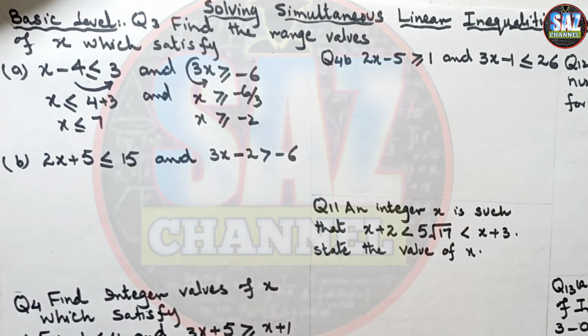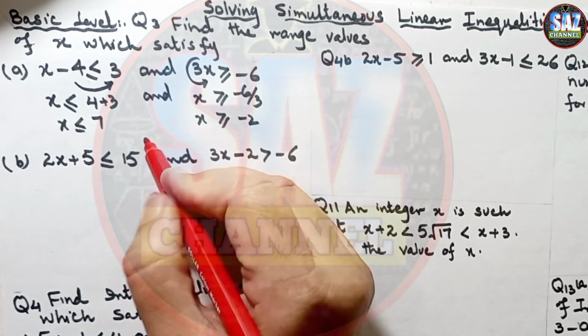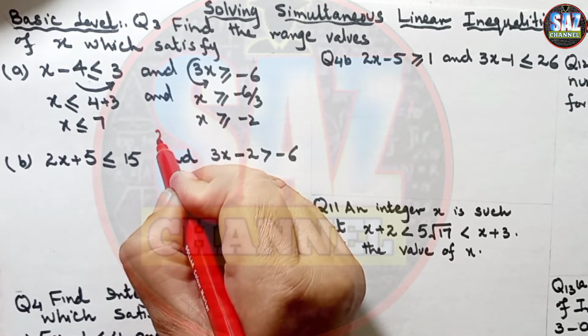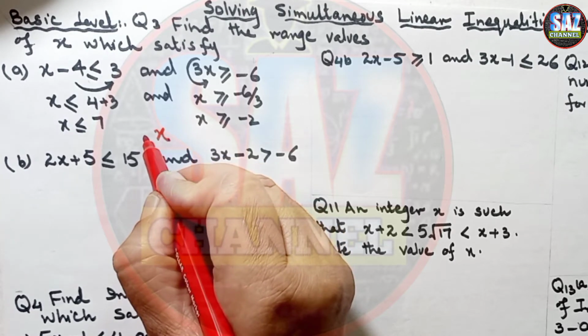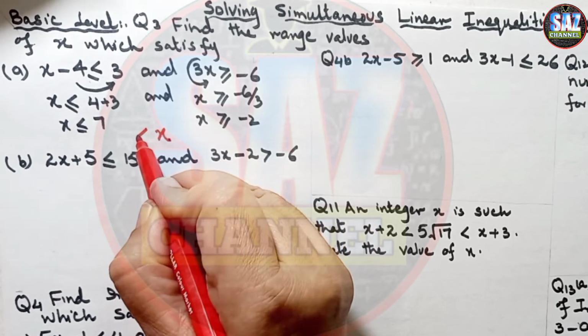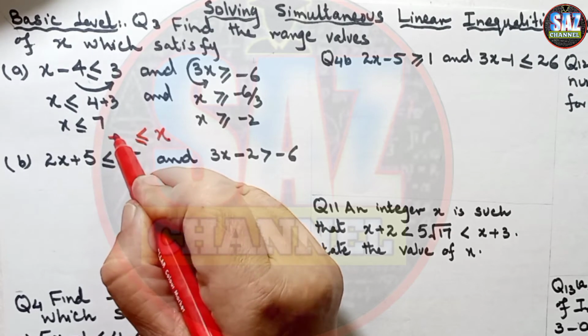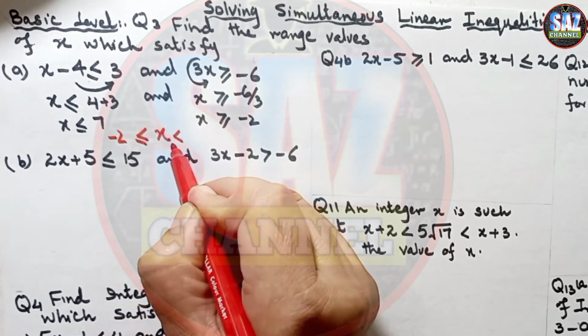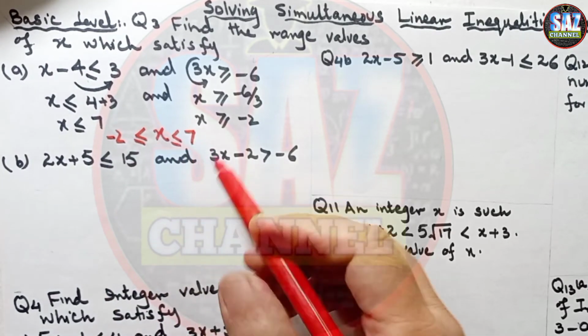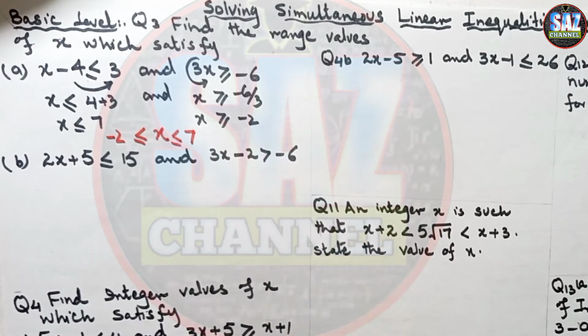The question says I have to write the range of the values. So we have to write the variable at the middle place, and we write x greater than equal to minus 2 but less than equal to 7. So this is the range of the values of x which satisfies these given simultaneous linear inequalities.